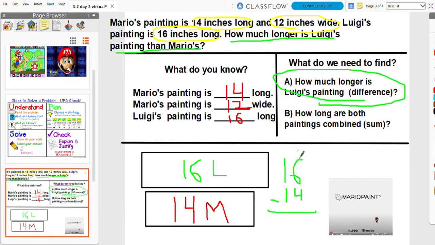Remember, we start with our ones. 6 minus 4 is 2. 1 minus 1 is 0. The answer is 2. Is it just 2? I don't know. Let me think here.